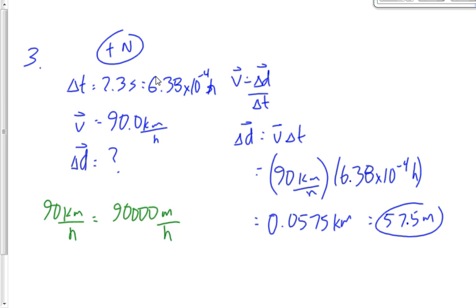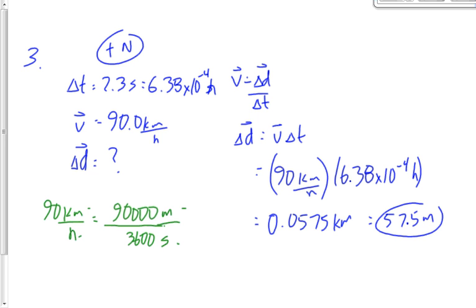We've just converted one of those units. We've converted kilometers to meters. We still have hours on the bottom because we haven't done anything with that. 90,000 meters on the top. Now let's convert hours to seconds. How many seconds in an hour? 3,600, because there's 60 seconds in a minute and then 60 minutes in an hour. So it's 3,600 seconds in an hour, right? 90,000 meters in 90 kilometers, 3,600 seconds in 1 hour.